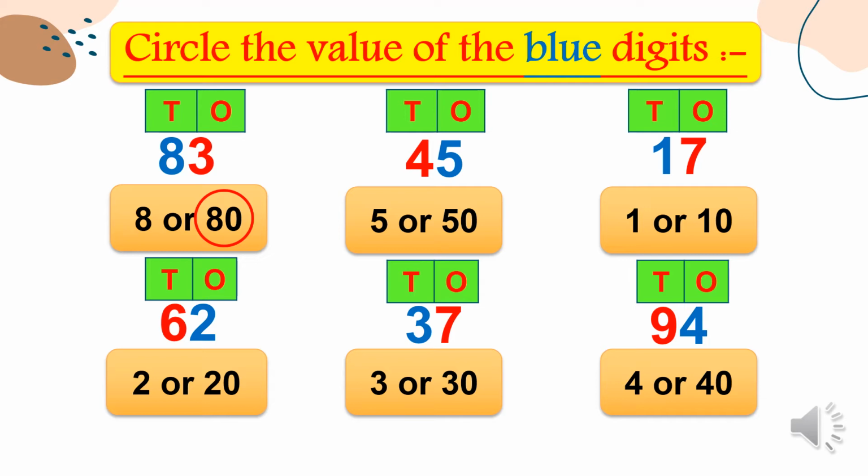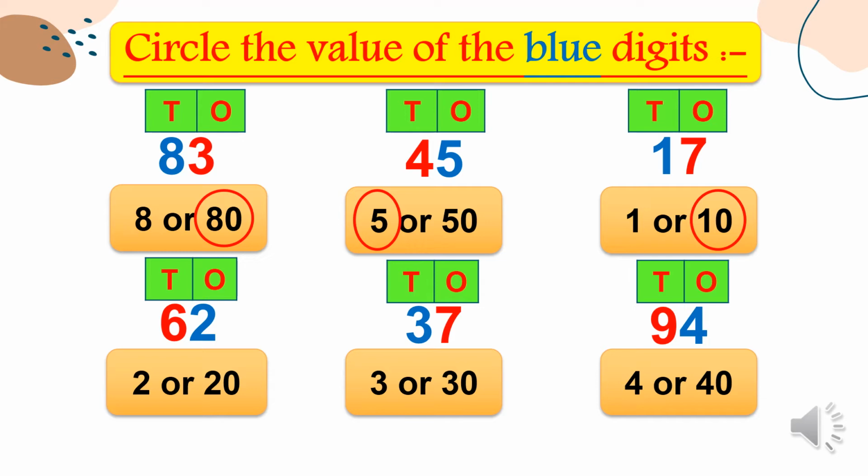Next, I have here 45. So the blue digit is 5. Now I ask myself, 5 in which place? In ones place. We said before, in ones, no 0. So the value equals 5. Okay, next, we have here number 17. The blue digit here is 1. 1 in which place? In tens. So in tens, put a 0. Its value equals 10.